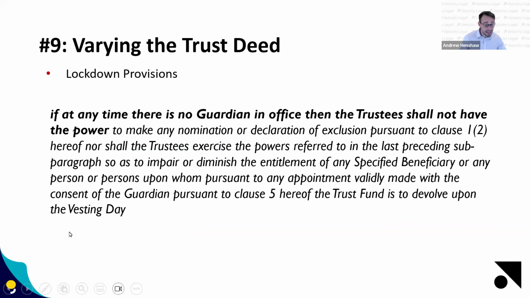And you might even have a situation where there's essentially an inability to vary the trust. Sometimes an issue I've come across is some deeds will require the guardian to consent to a variation, and they'll say if there is no guardian, you don't have the power to vary the trust deed. Again, another one to watch out for.